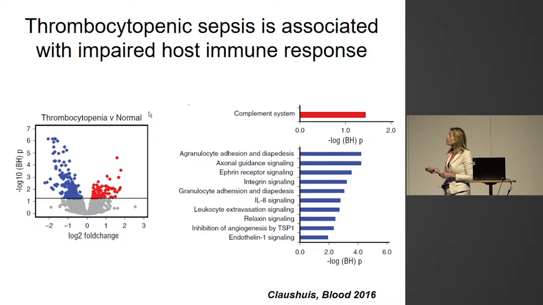And also, if you compare your sepsis patients who are thrombocytopenic versus those with a normal platelet count, and you look at the regulation of the genes, and blue is downregulated and red is upregulated, there are very large differences in the set of genes that are either up or downregulated. So in thrombocytopenic sepsis, the complement system is upregulated, but there's a whole bunch of genes that are downregulated, which relate to mounting an adequate host innate immune response and relating to functions such as adhesion of neutrophils and extravasation of neutrophils. So thereby, thrombocytopenia may just be a proxy of a dysregulated host immune response in sepsis.